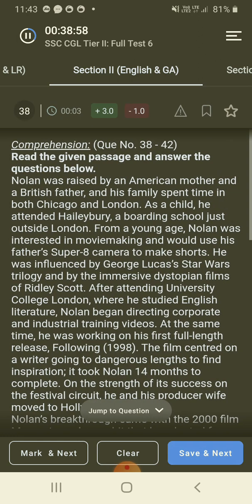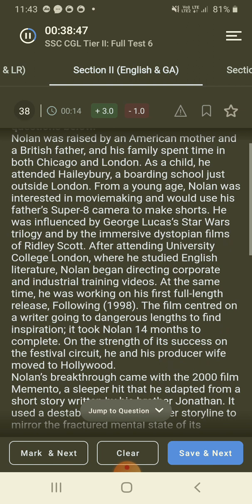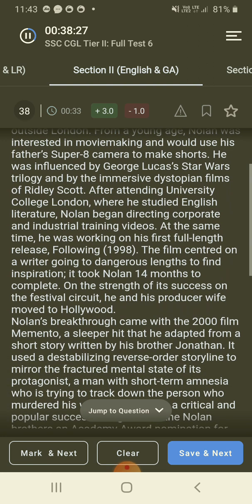Nolan was raised by an American mother and a British father, and his family spent time in both Chicago and London. As a child, he attended Haileybury, a boarding school just outside London. From a young age, Nolan was interested in movie making and would use his father's Super 8 camera to make shots. He was influenced by George Lucas' Star Wars trilogy and by the immersive dystopian films of Ridley Scott. After attending University College London, where he studied English literature, Nolan began directing corporate and industrial training videos.